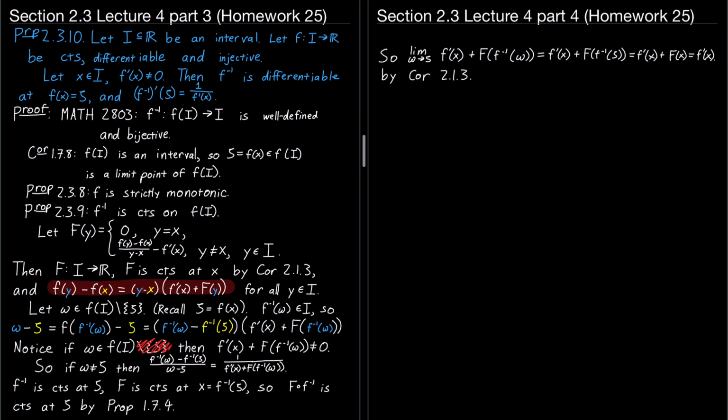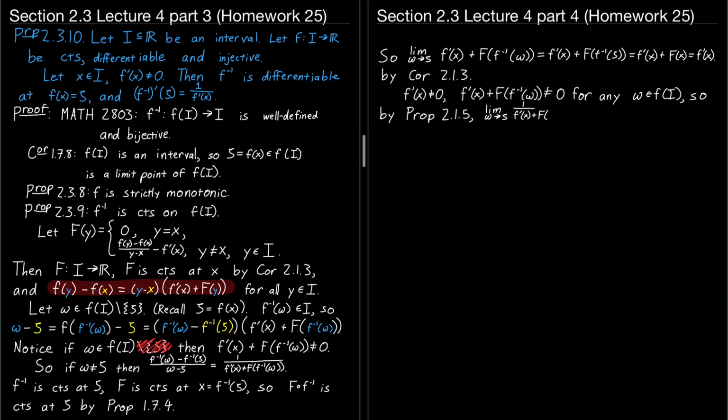And then we've got that f prime of x is not equal to 0, and f prime of x plus big F of f inverse of omega is also not equal to 0 for any omega in f of I. So by proposition 2.1.5, the limit as omega goes to zeta of 1 over f prime of x plus big F of f inverse of omega, that limit is just 1 over f prime of x.